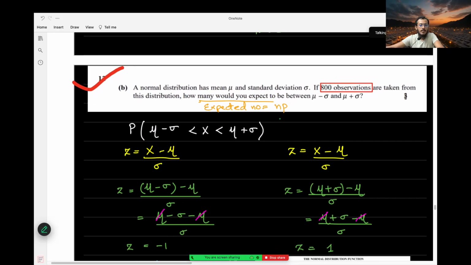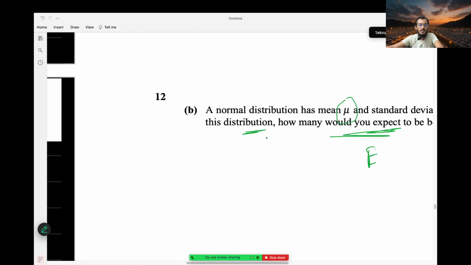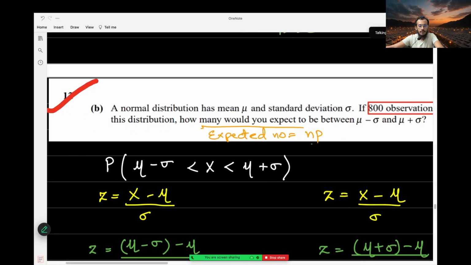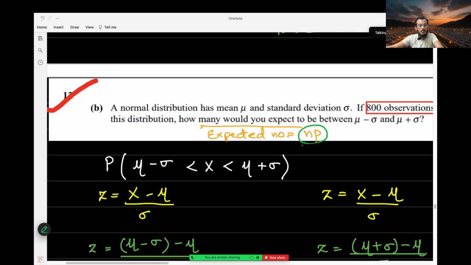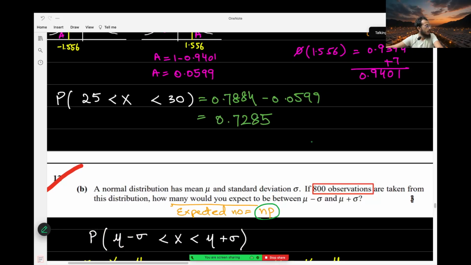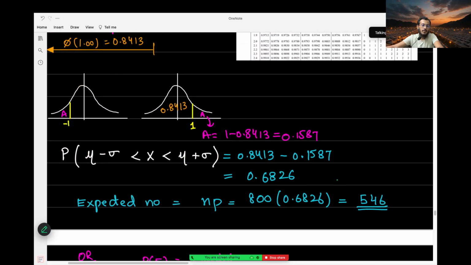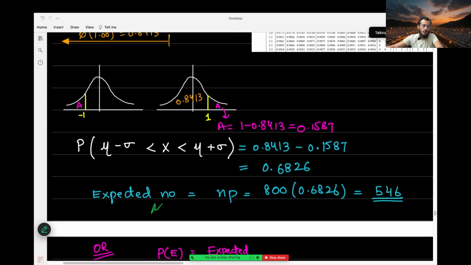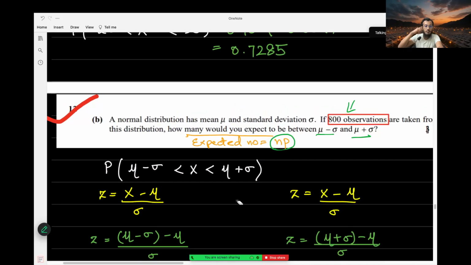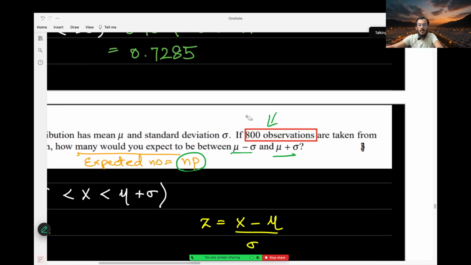You remember the expected number mu? Expected means mu basically equals np. Do you remember? How many would you expect to be between this thing and this thing? This is a sense of binomial, like expected value, expected number equals np. We studied that in binomial distribution, but you have to first find the probability. They have given us the value for n, which is 800, but we have to multiply that with p.